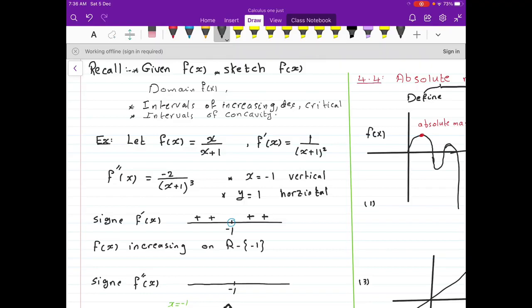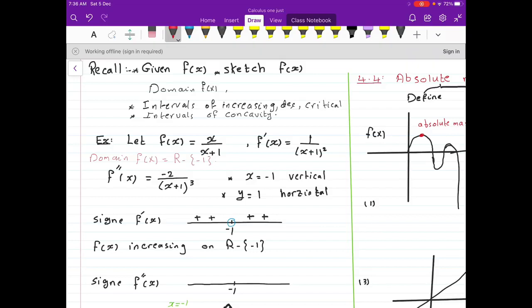Now, for example, if you have the function f(x) equal x over x plus 1, you can find f prime of x, you get 1 over (x plus 1) squared, and f double prime of x equals minus 2 over (x plus 1) to the power 3. What is the domain for this function? The domain for f(x) هو عبارة عن R except minus 1. We want to sketch this graph.